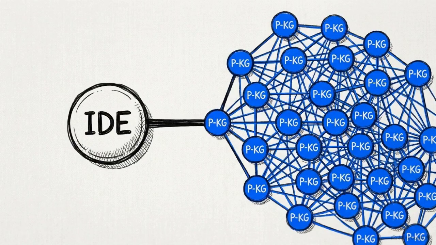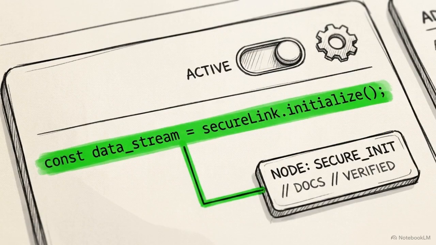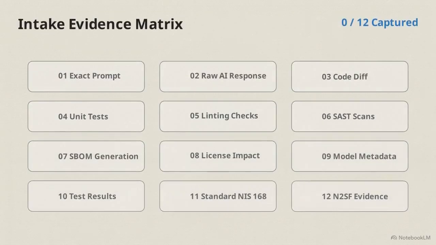As the code streams in, IronMind simultaneously queries the project knowledge graph, or PKG. It ensures the AI's response is anchored strictly in project facts, preventing hallucination. This background intake process silently captures baseline evidence, logging your exact prompt, the raw AI response, and the code diff.